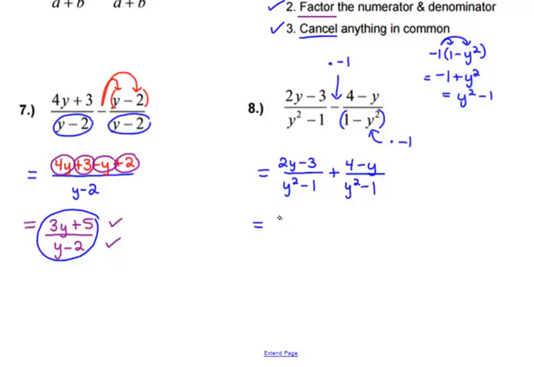Now we have on the top 2y minus 3 plus 4 minus y over y squared minus 1.